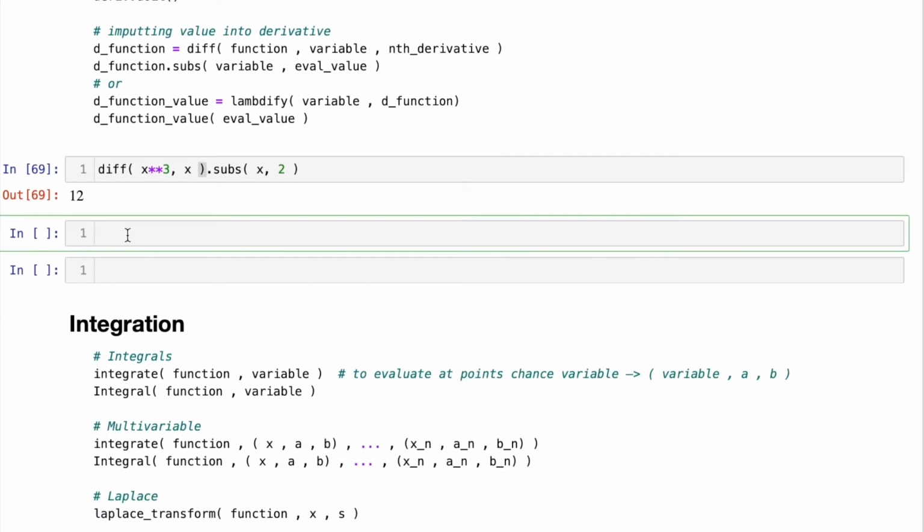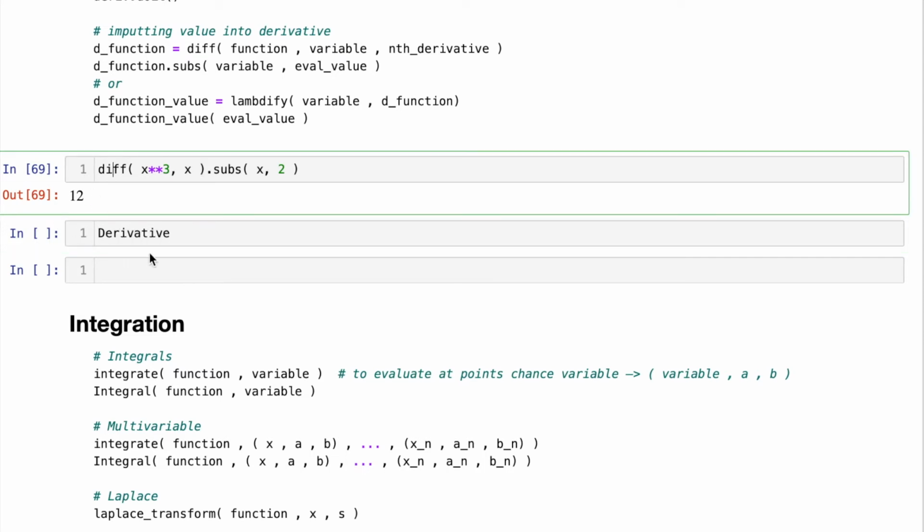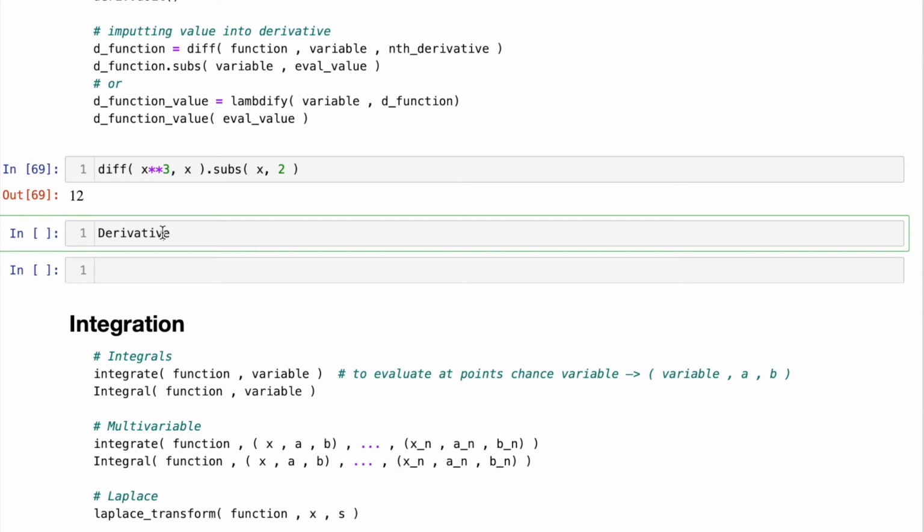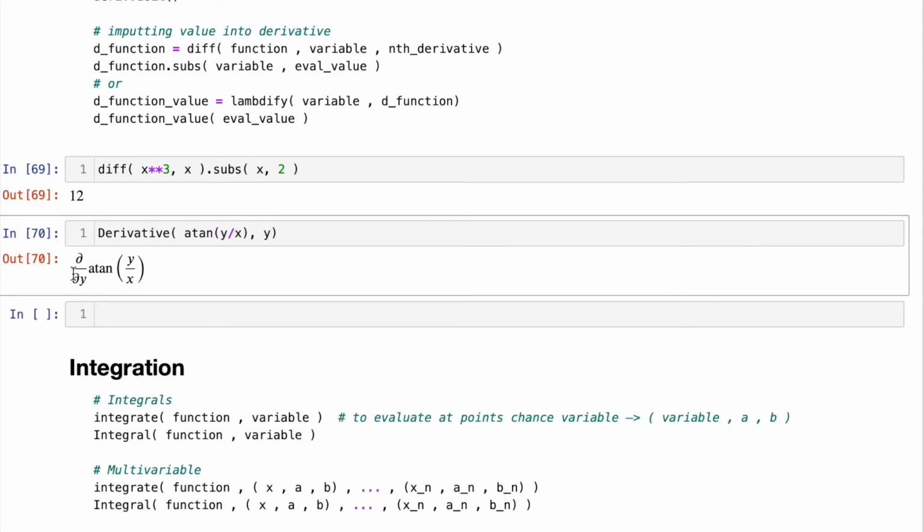Arctan of y divided by x. So we're taking the derivative, and I'm using this Derivative over this one, because this will display it nicely before it takes the derivative, to make sure that you inputted something correctly, to make sure you have the right order, and so forth. So we're going to do atan of y divided by x, and we want to differentiate that with respect to y or x. I'm going to do y, and I'm going to run it. So it says partial of this function with respect to y.